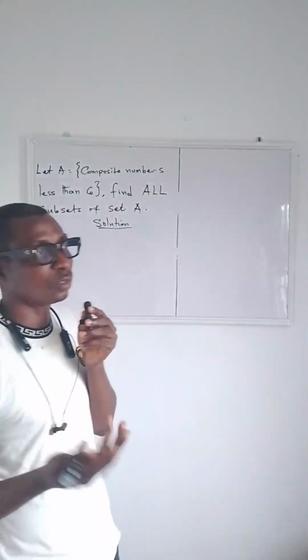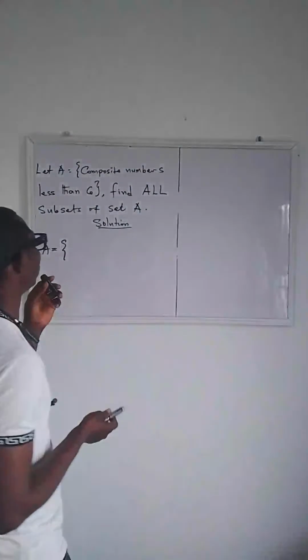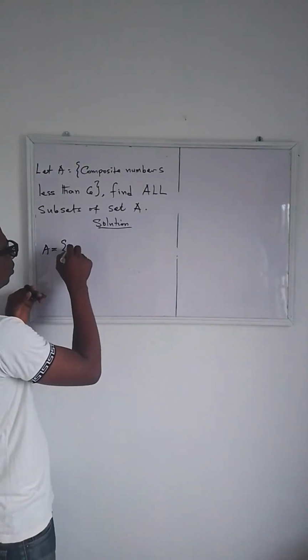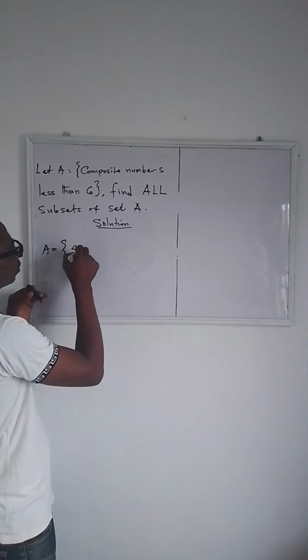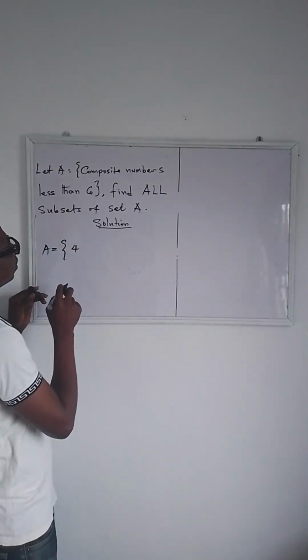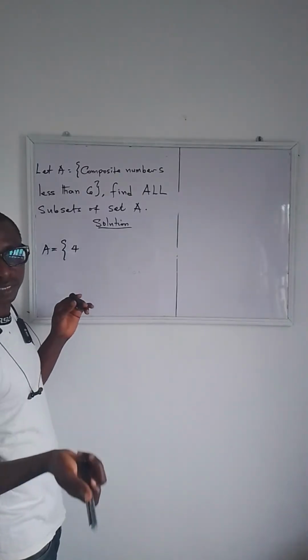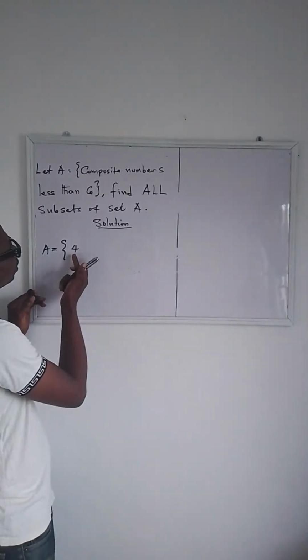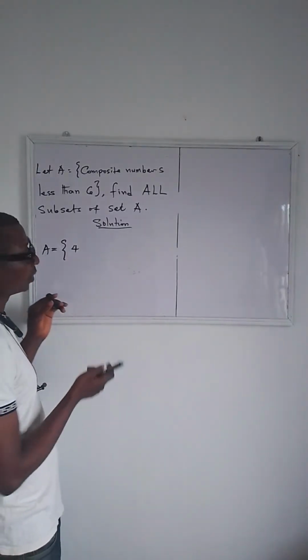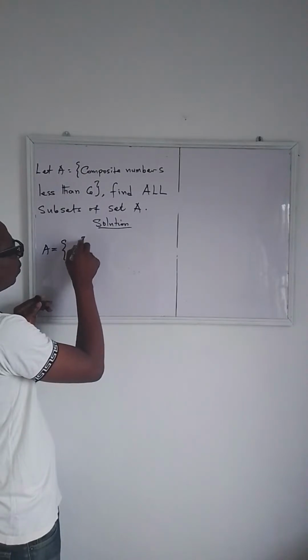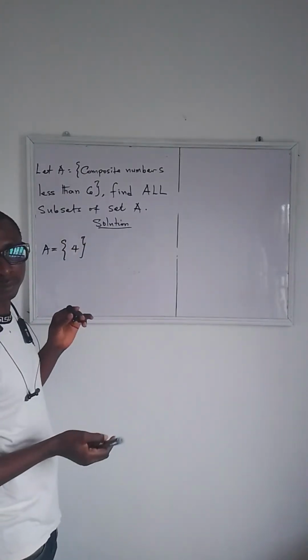So now let's begin to look at such numbers. The first of them is 4. Followed by, we're supposed to have 6. But unfortunately the only element we have there is just 4. So we have 4.